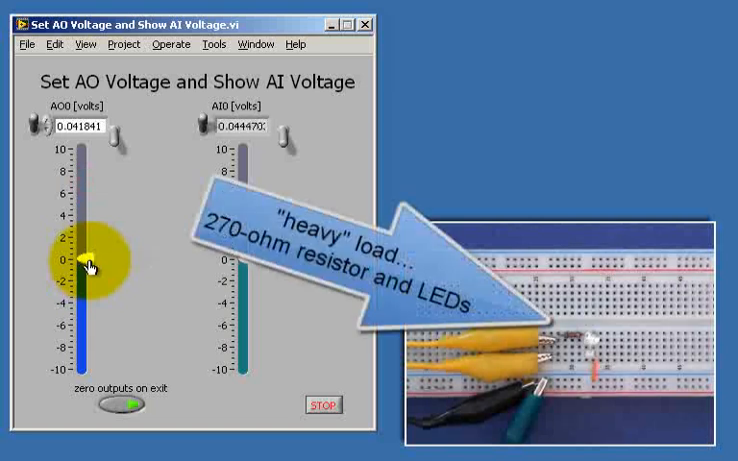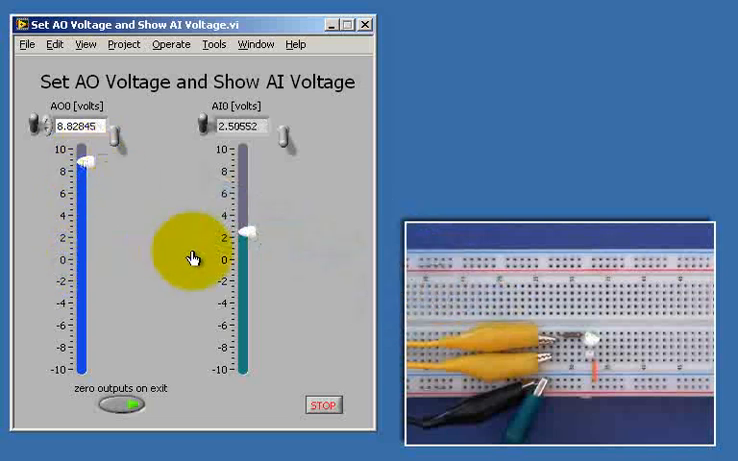Now, consider a heavy load, which is 270 ohm resistor and some LEDs. You'll notice that we don't get above 2.5 volts, and the LEDs glow only fairly weakly at best.